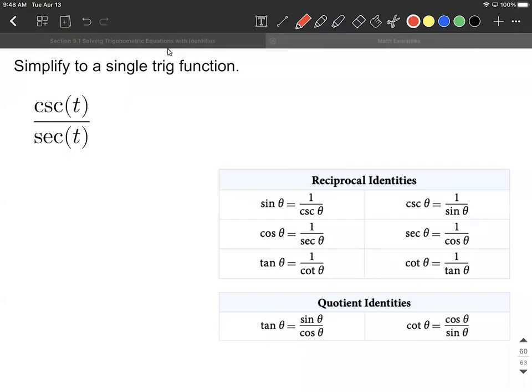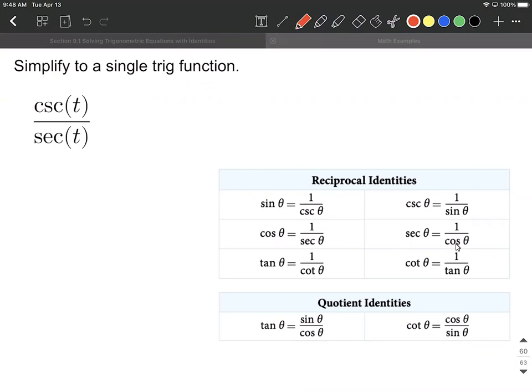Okay, let's simplify a trigonometric expression. So we have a cosecant of t divided by a secant of t. To do these, what I always like to do is rewrite them in terms of sine and cosine. So with cosecant, I'm going to use the reciprocal identity over here. We can say cosecant is 1 over sine, and then secant, we can replace that with 1 over cosine.